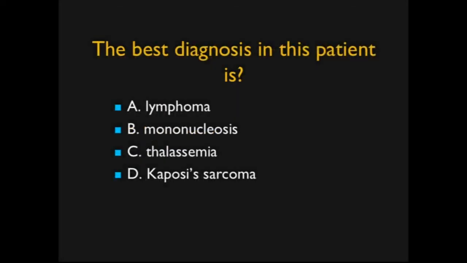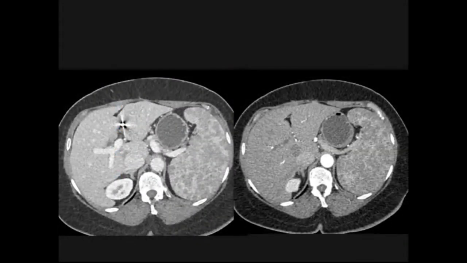The best diagnosis in this patient, wonderful example, large spleen with infiltrating process seen on arterial and venous phase imaging. Mononucleosis can give you a big spleen, but not infiltrating like this. Thalassemia can give you a big spleen, and it can have a funny appearance with sequestration. Kaposi is uncommon in the spleen, usually funny enhancement, not this infiltration. An infiltration like this, big spleen, I'm thinking lymphoma.